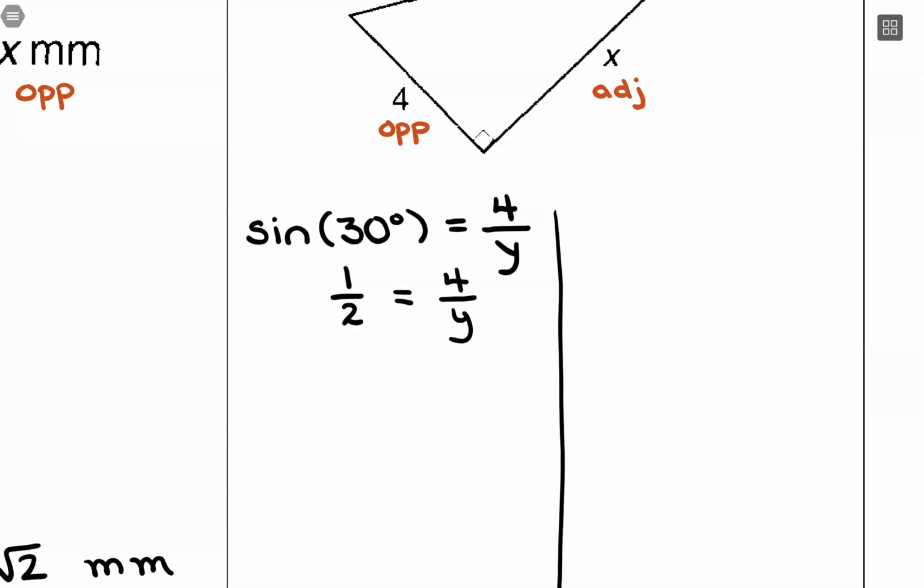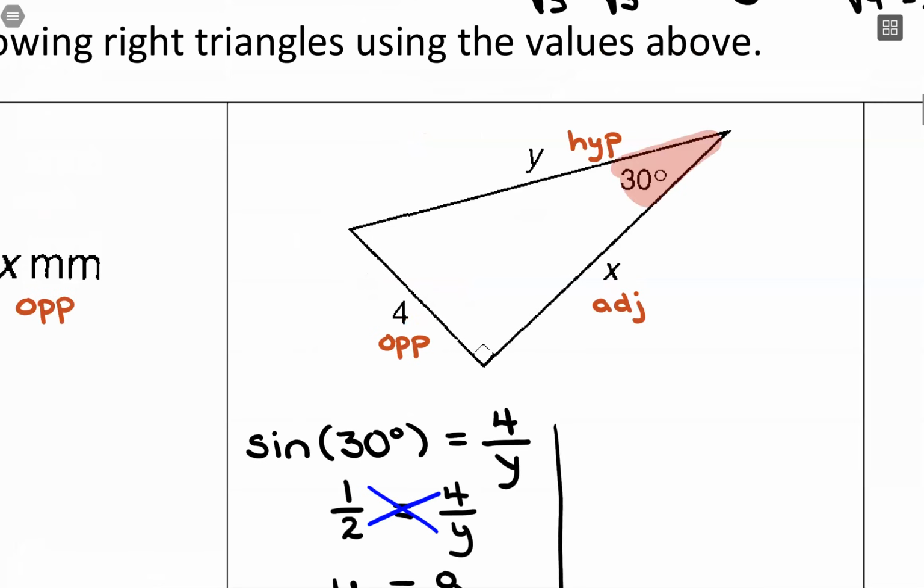Then we're going to solve. I'm going to go ahead and use cross multiplication here, just to show you this if it's been a while. So cross multiplication, you multiply across, so we'd have 1 times y on one side, and on the other side 2 times 4, which is 8. So we just found our value for y.